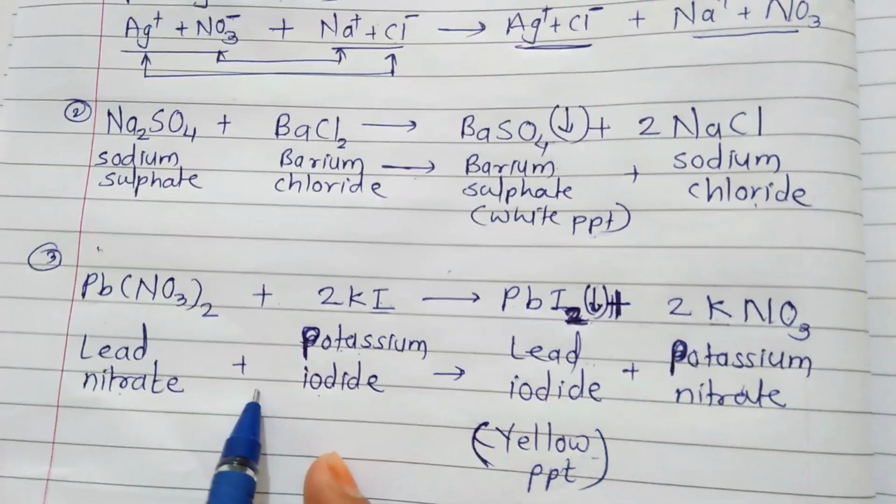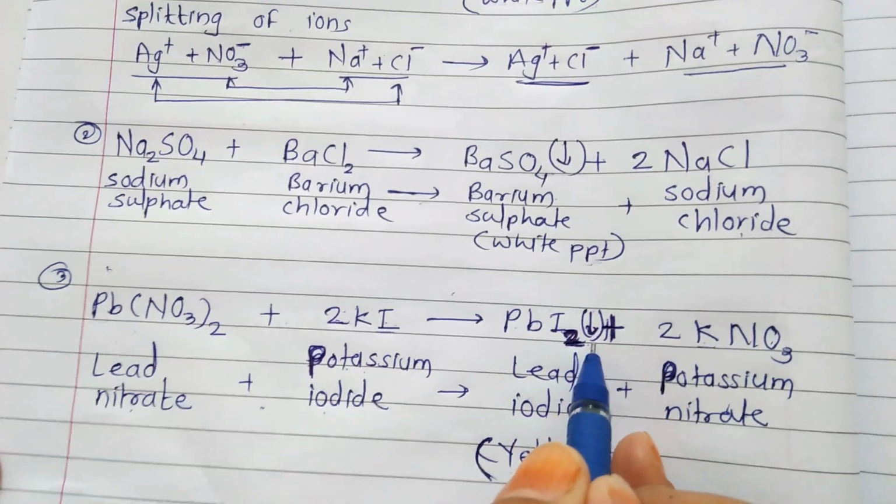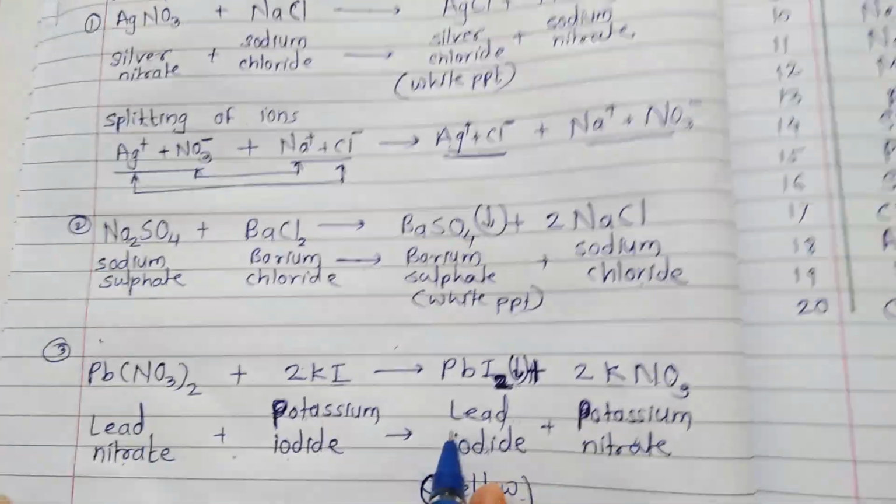So in this reaction also there is an exchange of ions. So it is double displacement, and the product is in the form of a precipitate, so it is also called a precipitation reaction.